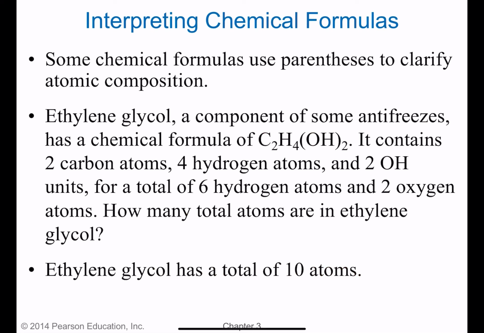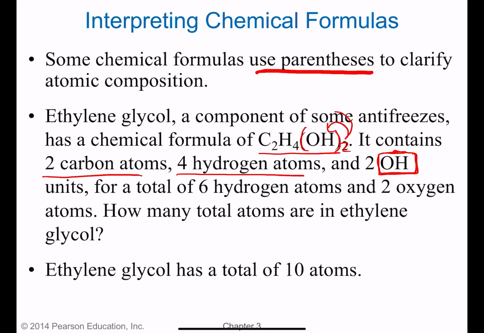So then interpreting chemical formulas. Sometimes you'll see parentheses used. For example here, this is the formula for ethylene glycol, a component of antifreezes. Notice the parentheses, we're trying to say that it has 2 carbons and 4 hydrogens, but then we've got these OH units. If we actually looked at the structure, it would make a little more sense, because you'd have these oxygen-hydrogen units on the molecule, but we're using parentheses, and then there's a 2 outside of that. So that 2, it's kind of like it's being carried over to both of them.